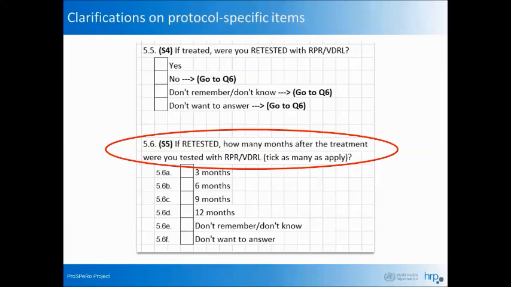Let us give you some concrete examples. Suppose that a participant was diagnosed with syphilis and treated 3 months ago, and that he is enrolled today in the context of the POCT study. In case the day of the enrollment is the one chosen by the participant for the follow-up and retest, with non-treponemal test, none of the boxes in the item 5.6 need to be selected.